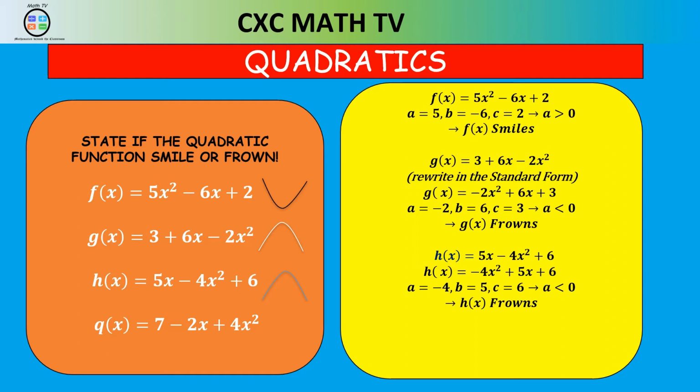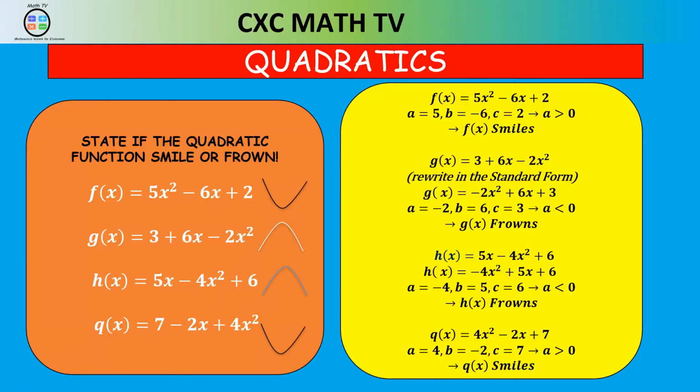Hey! What about the last one? Q of x. 7 minus 2x plus 4x squared. Again, put it in standard form. So it's going to be 4x squared minus 2x plus 7. A is 4. B is negative 2, C is 7. So a is greater than 0. So q of x smiles. Hey! And so that would be the shape of each of those quadratics.